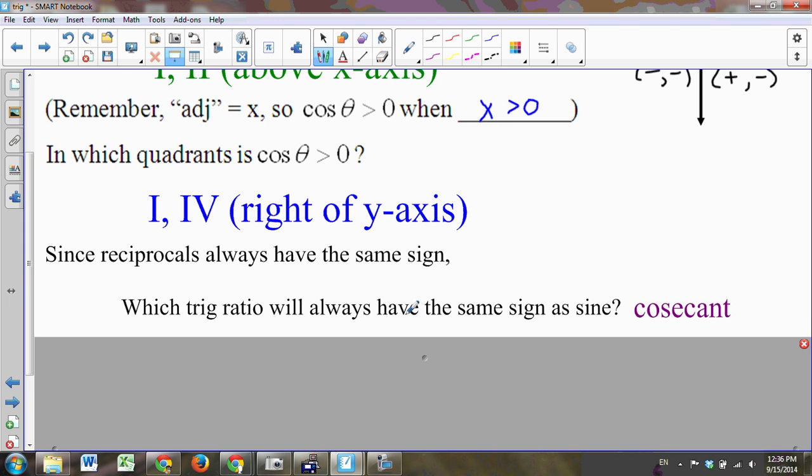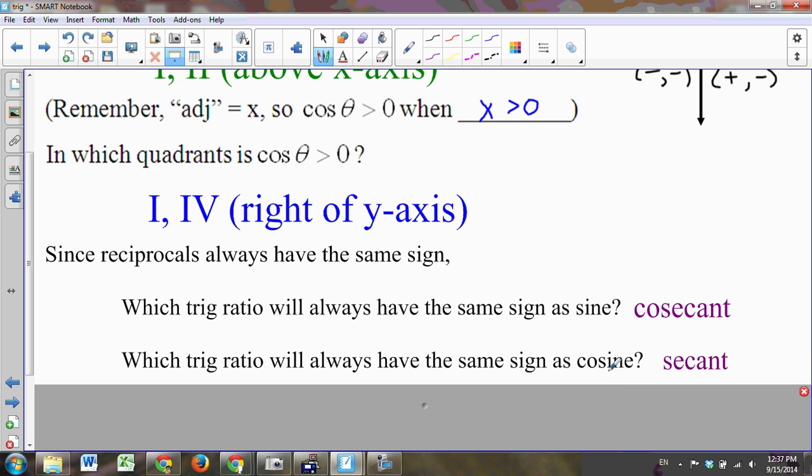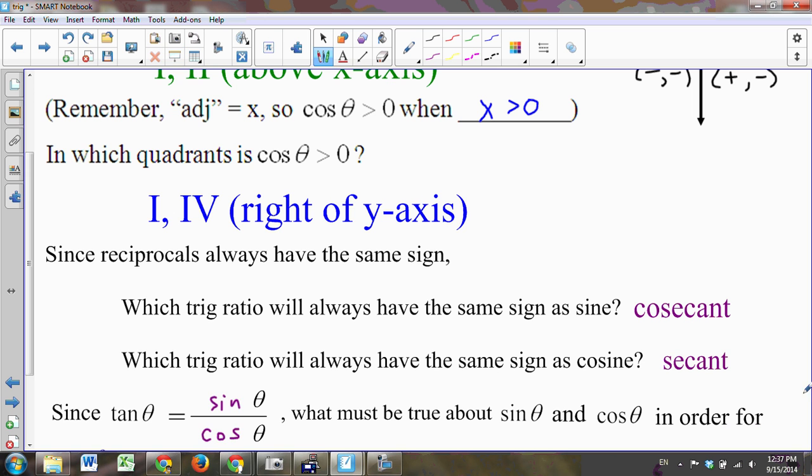Since reciprocals always have the same sign, if you're just taking the reciprocal, you're not changing the sign. So whenever sine is positive, cosecant will also be positive. Whenever cosine is positive, secant will also be positive, and vice versa for negative. Secant and cosine will always have the same sign, and the same is true for tangent and cotangent.